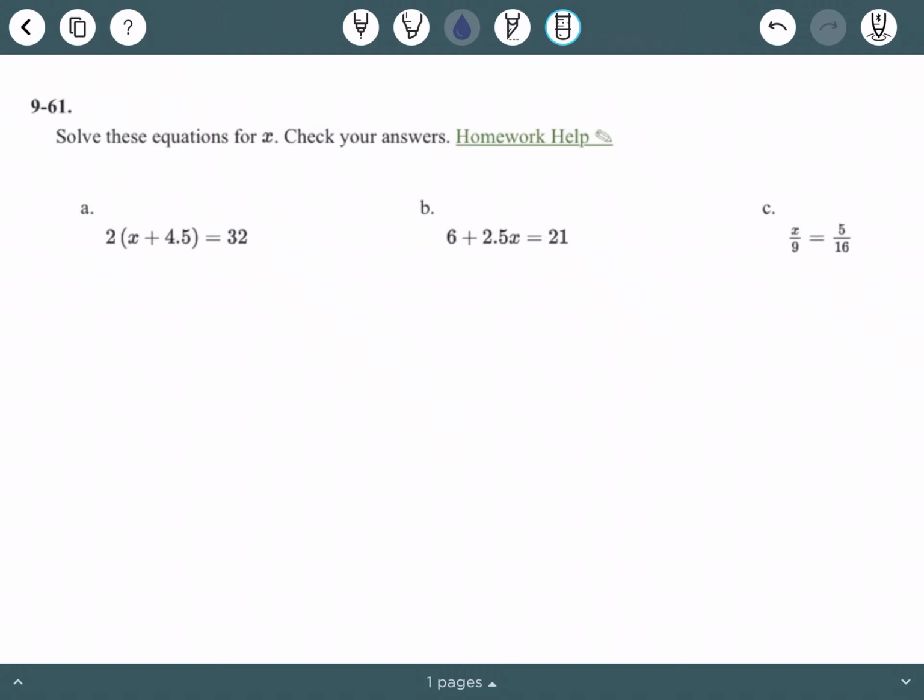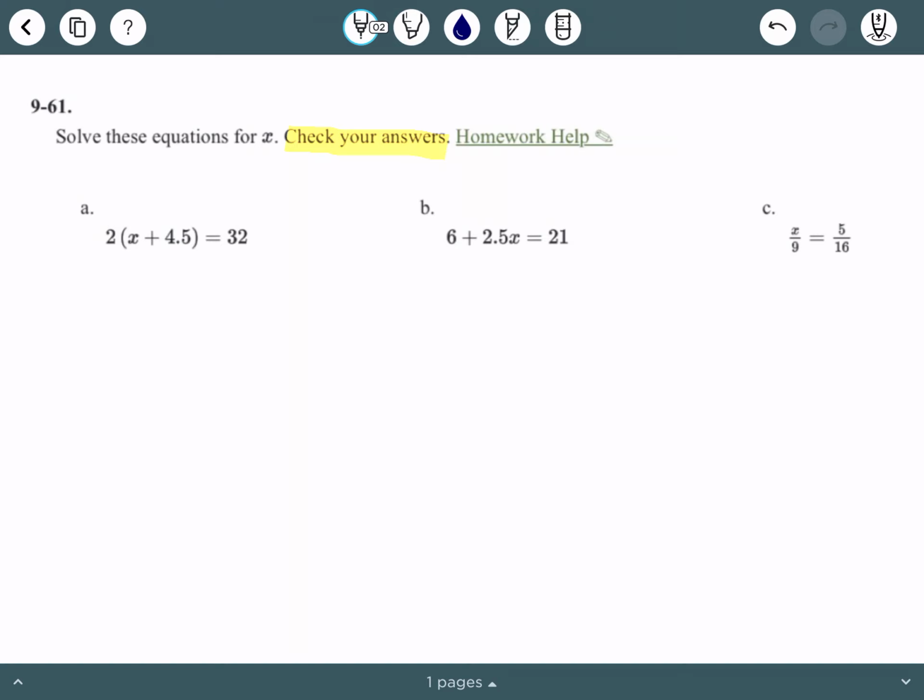All right, here we are moving right along to 961. For these, we are solving our equations for x. Oh, but that's not all. We have to check our answers. All right, let's get started with A here.